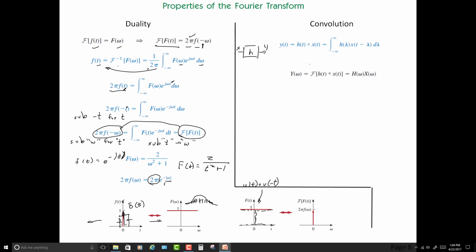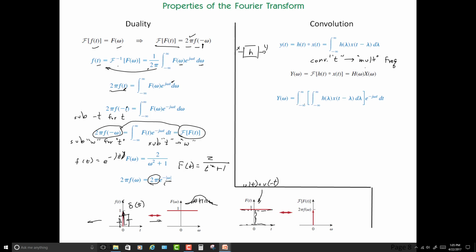The Fourier transform of that will be, very nicely, the multiplication of H and X. So the possibility here is that convolution in the time domain becomes multiplication in the frequency domain. Okay? So let's check this out.